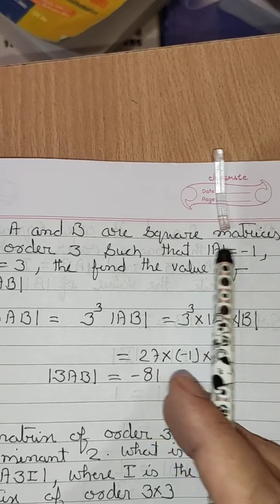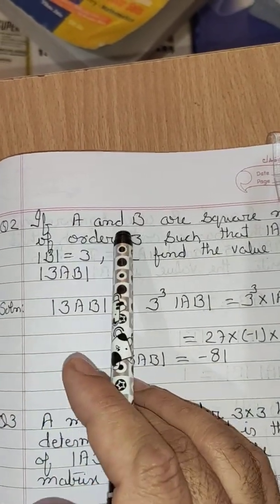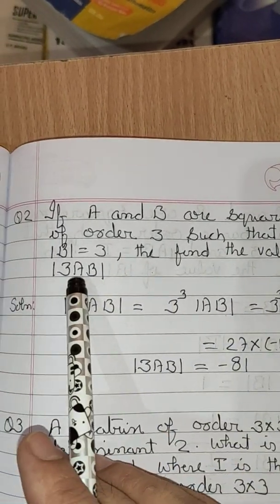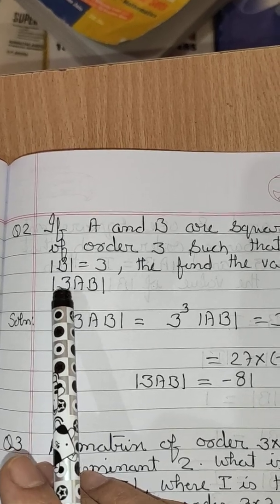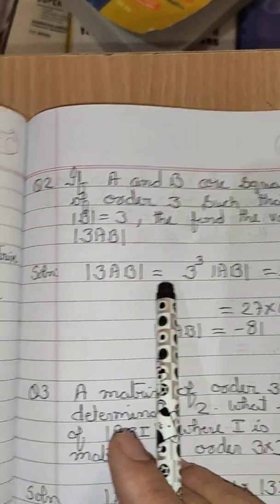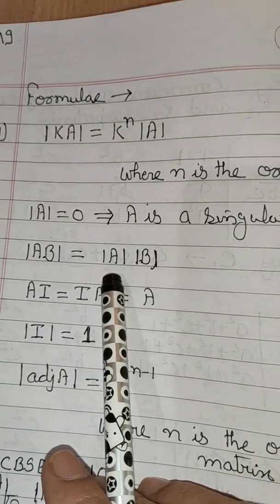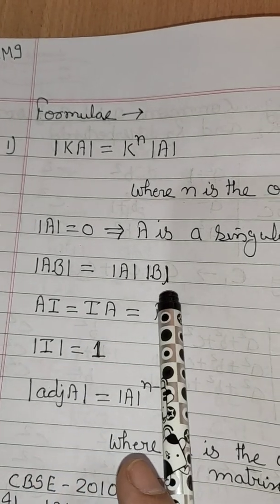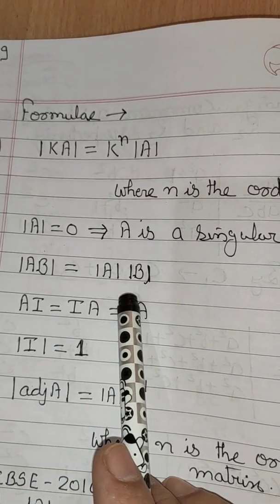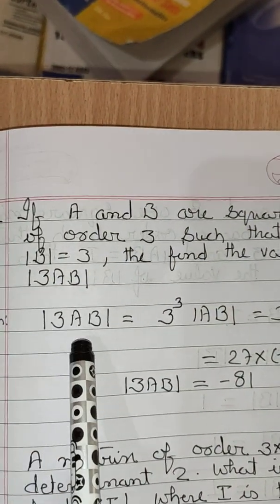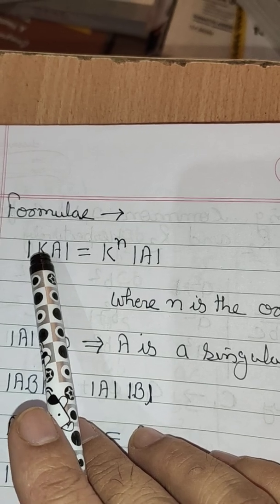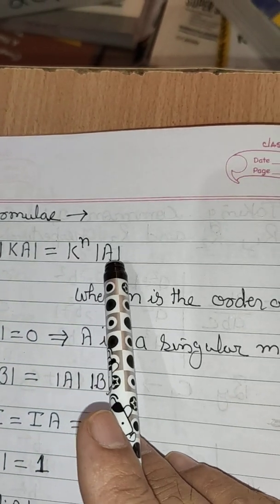Next, question number 2: if A and B are square matrices of order 3, what is the order of A and B? 3. Such that determinant A is equal to minus 1 and determinant B is equal to 3, then find the value of determinant value of 3 into matrix AB. So we are applying this formula: determinant of A into B is equal to determinant of A into determinant of B. In the NCERT book they have given this as a theorem. Its proof is not in our syllabus, only the formula we have to use. Here, first we are taking this scalar common. How do we take it common? Determinant value of k into matrix A is equal to k raised to the power n into determinant A.